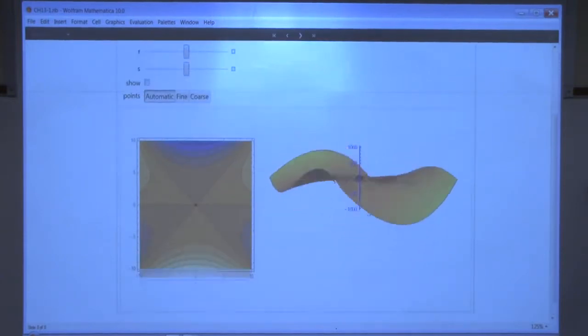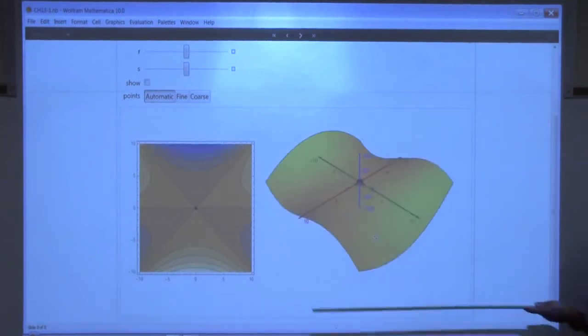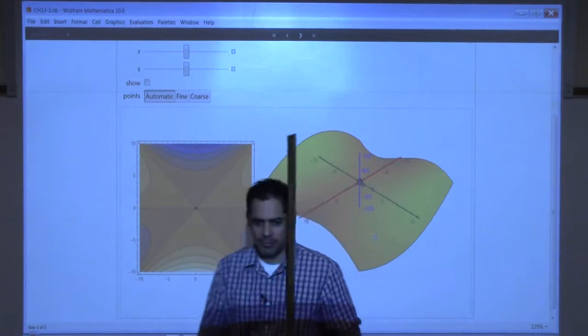So here is a function of two variables graphed right there. Do you remember what the gradient was? Geometrically?